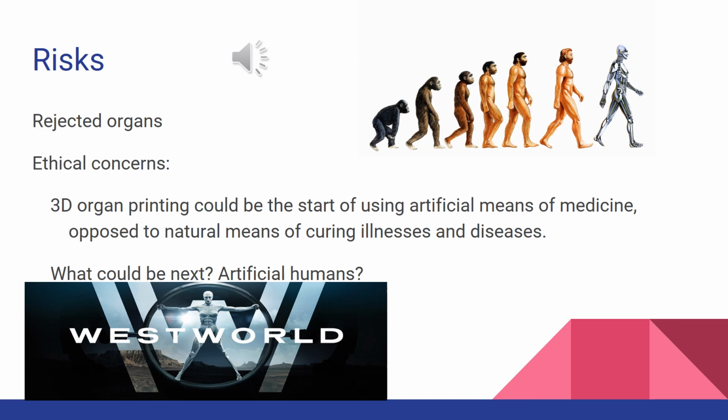The other concern is ethical concerns, where people could be against the use of artificial means of medicine like 3D organs, and it could also disrupt the natural order of things. At the bottom of the slide, there's a photo of Westworld, which is a TV show on HBO, and basically they have an entire virtual reality associated with 3D printed humans. So also, you never know what could happen when we can create 3D artificial humans out of the organs.